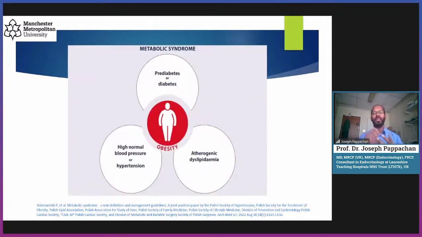In fact, it is part of the obesity pandemic, and more than 30% of the Western world is already obese, and that's going to be more than 40% in the near future in the Americas as well as in Europe. So this causes the problems in metabolic syndrome, such as prediabetes or diabetes, hypertension or high normal blood pressure, and atherogenic dyslipidemia, which tremendously increase the cardiovascular risk.